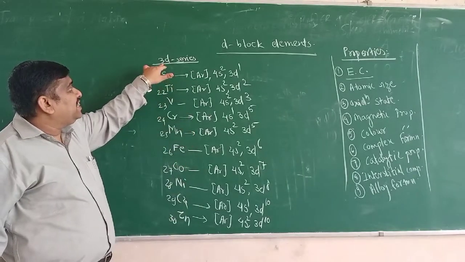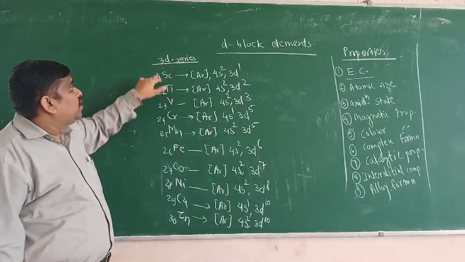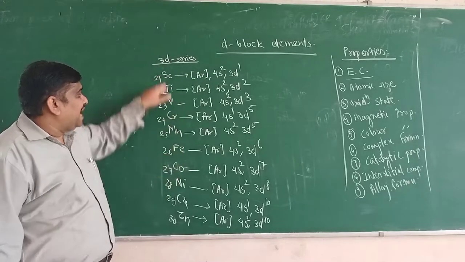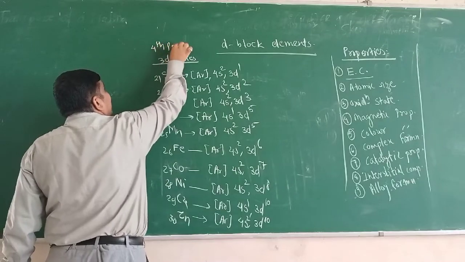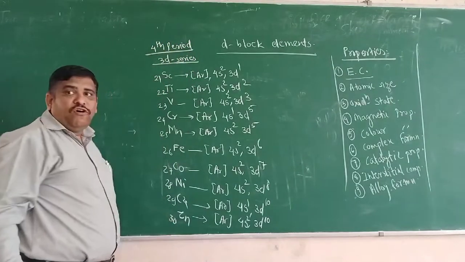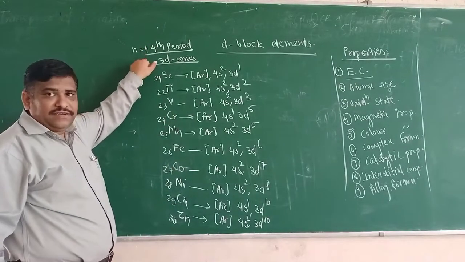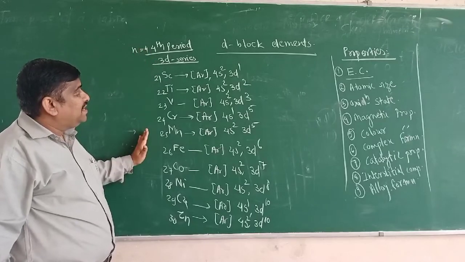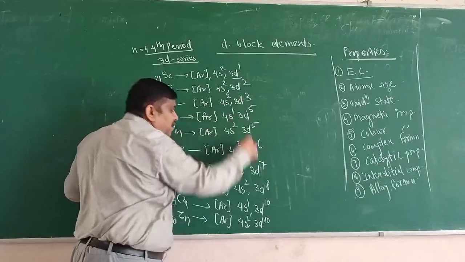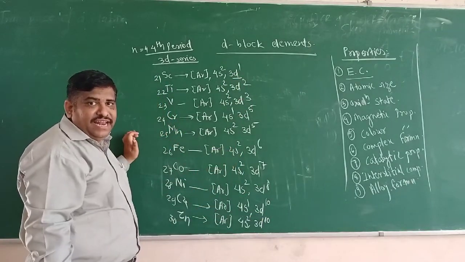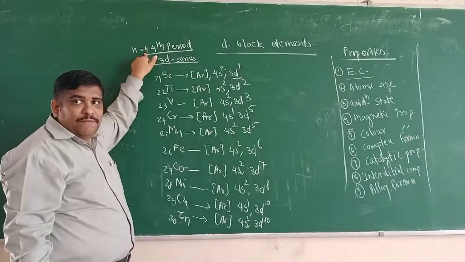Why have I written this? By taking the 3d series elements, you can write the general electronic configuration. The 3d series elements, scandium to zinc, are present in the fourth period of the periodic table, therefore n is equal to 4. The differentiating electrons are 3d1, 3d2 up to 3d10. Which is the valence shell? The fourth.